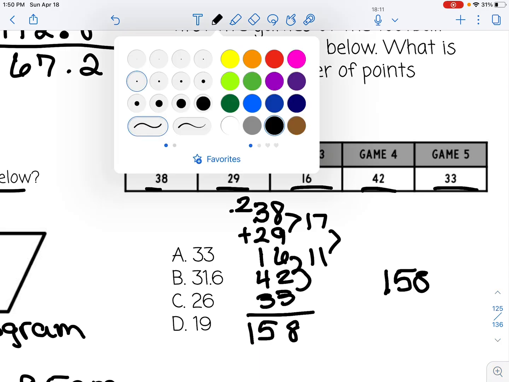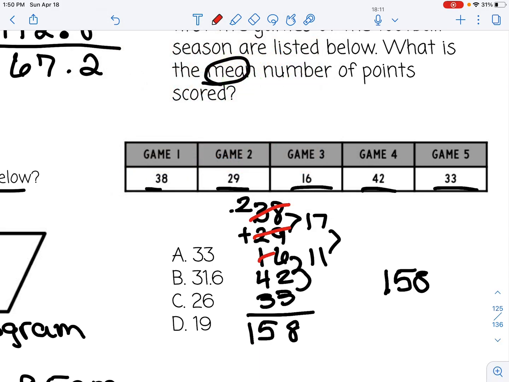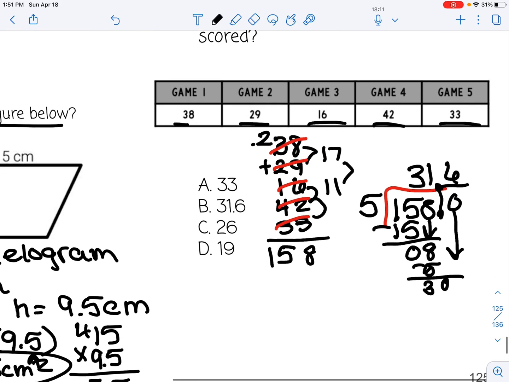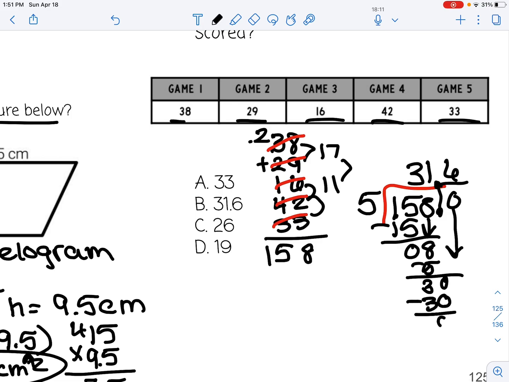And then I have 1, 2, 3, 4, 5. I added 5 numbers. So divided by 5, that would be 3, which is 15. Subtract that, that's 0. I bring down my 8, goes 1 time. That would be 3, so I need to bring my decimal up, add a 0, bring it down, which is 30. And 6 times 5 is 30, which is 0. So my mean, which is my average, is 31 6/10.